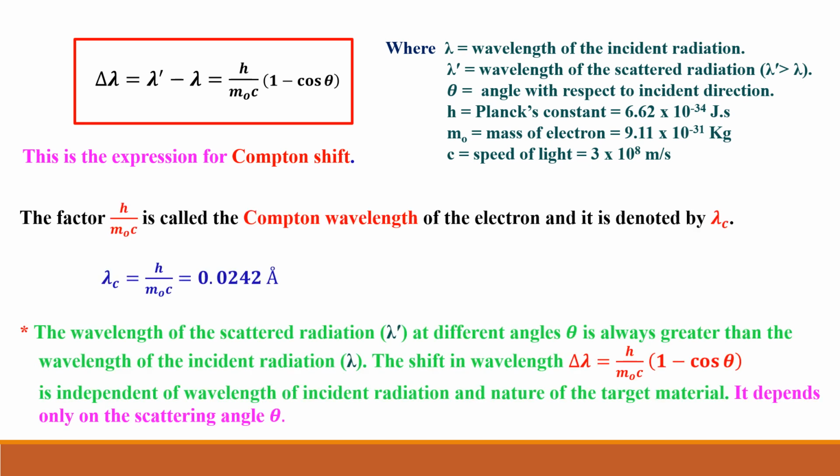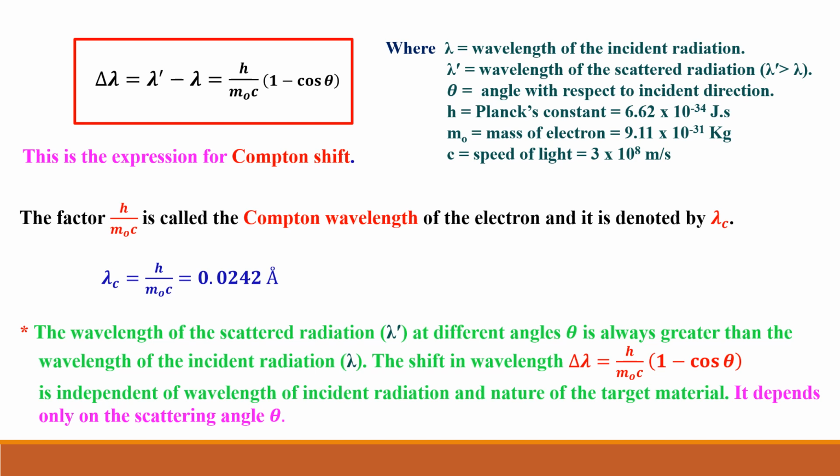Because h, m₀, c are constant, the factor h over m₀c has a fixed value. And it is called the Compton wavelength of the electron, and it is denoted by λc. And its numerical value is equal to 0.0242 angstrom.